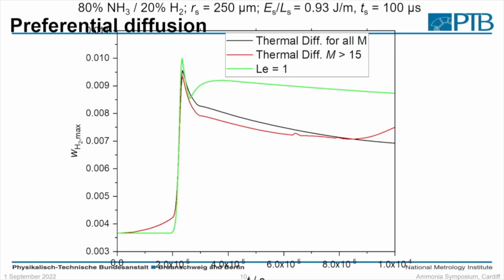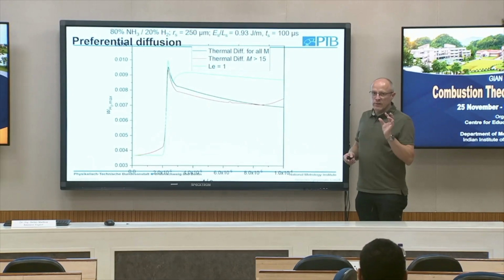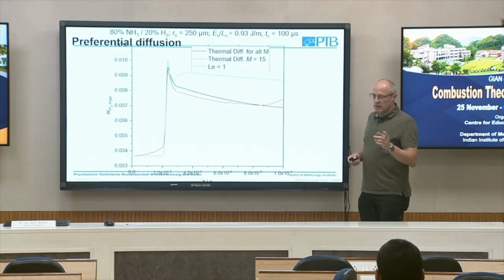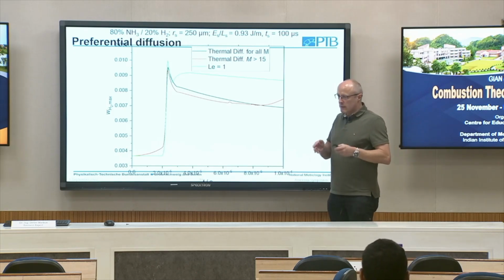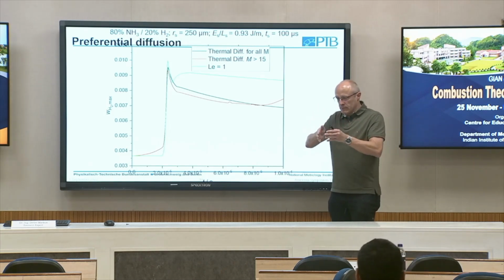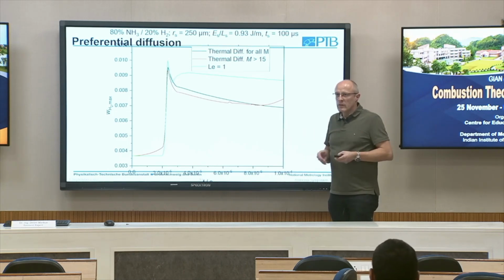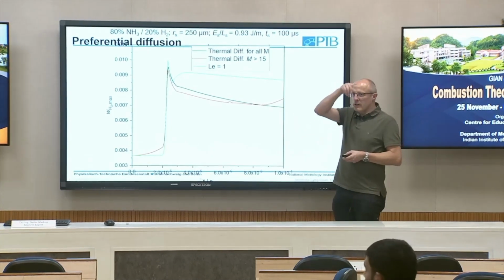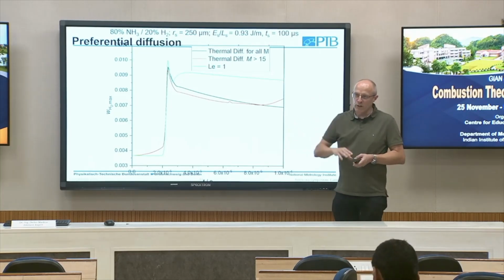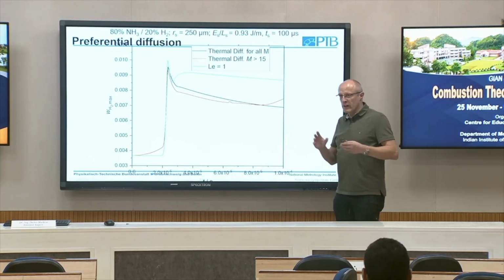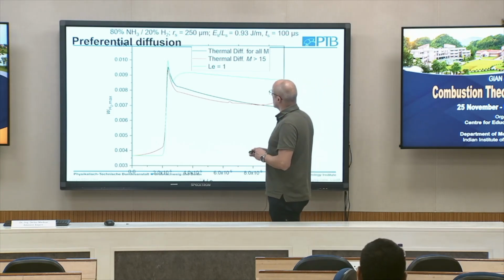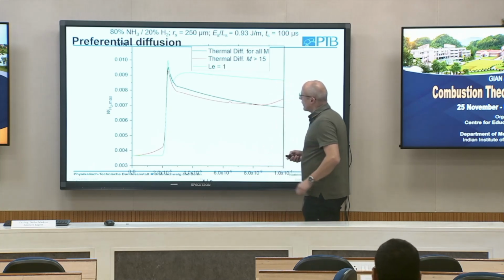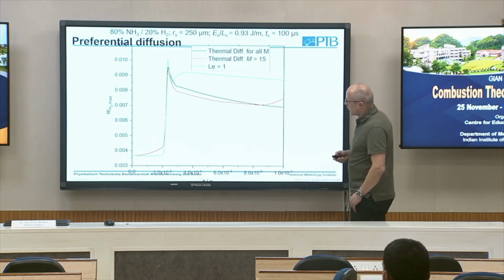There was an assumption that in the case of hydrogen we have something called preferential diffusion. Hydrogen is a very small molecule, so it diffuses very fast. And preferential diffusion means that you no longer have a homogeneous mixture. So if you have a temperature profile, the hydrogen is moving faster to the hot zone than the ammonia. And so you have something like a hydrogen enrichment in your flame front.